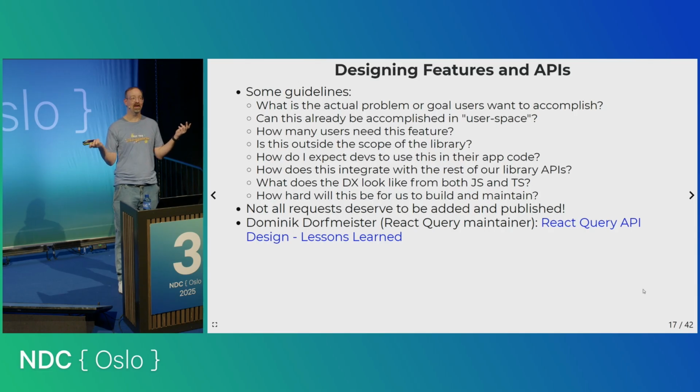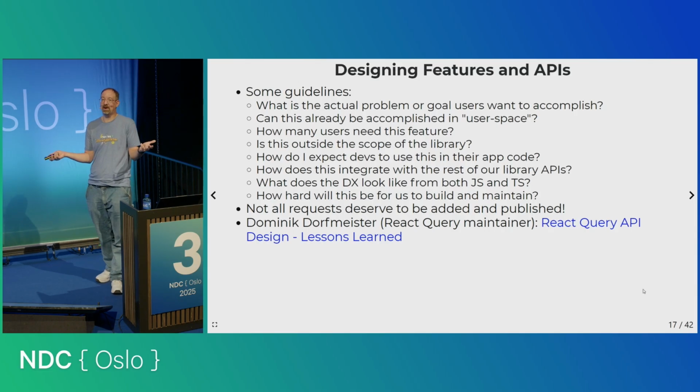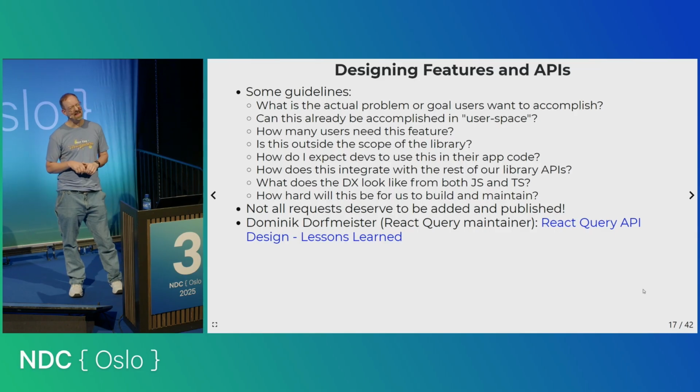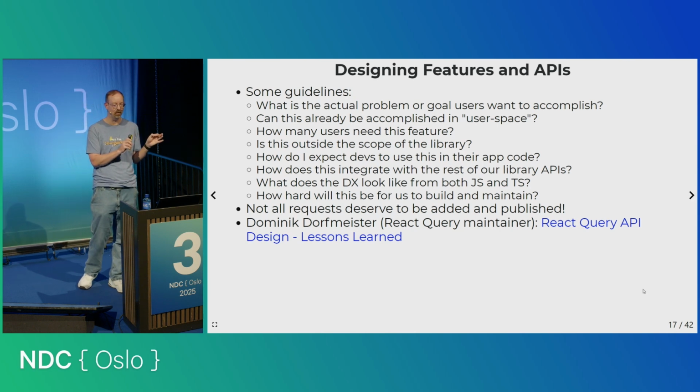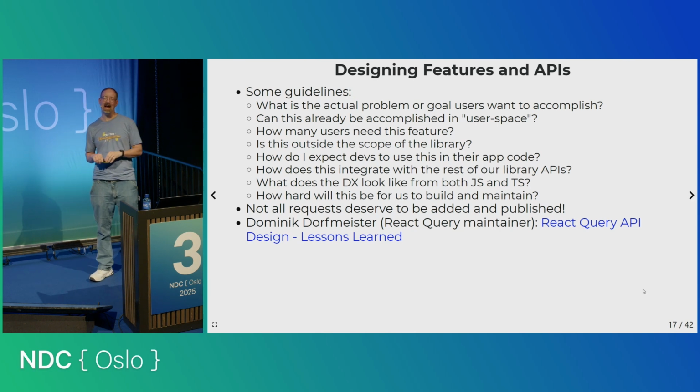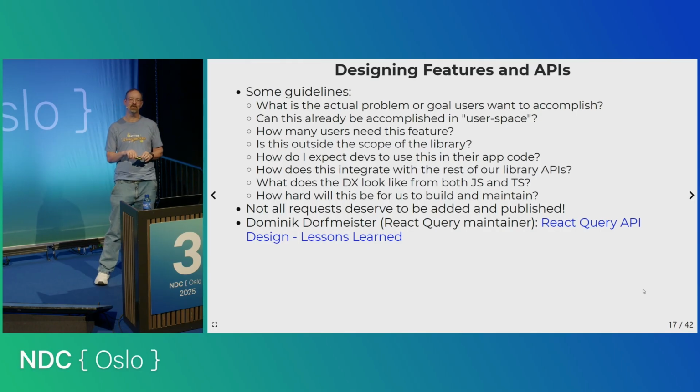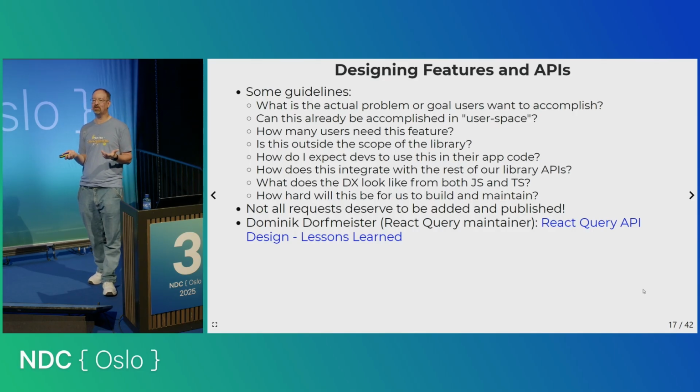So some guidelines as you're trying to design something. What is the problem that your users are even trying to accomplish? Can this be accomplished in user space? Like, can the user themselves just write some code and solve it? Do I actually need to add a new feature to my library to make this possible? How many users actually need this? Like, if it's just one or two very loud people, maybe it's not worth the time and effort to actually build it. Is it outside the scope of the library?